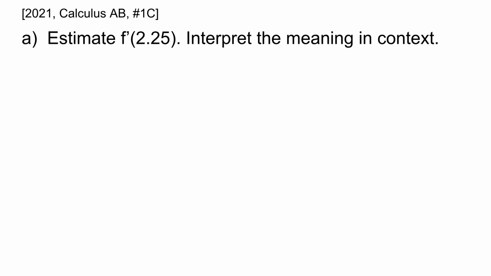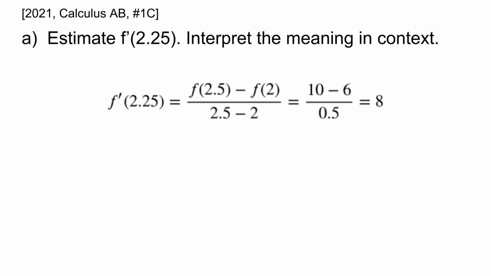In part A of this question, we are asked to estimate f prime of 2.25 and interpret the meaning in context. We can use the values from the table to estimate f prime of 2.25. F prime of 2.25 should be equal to f of 2.5 minus f of 2 all over 2.5 minus 2, which is equal to 10 minus 6 over 0.5, which simplifies to 8.